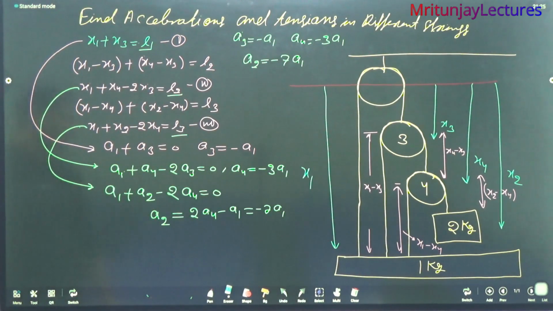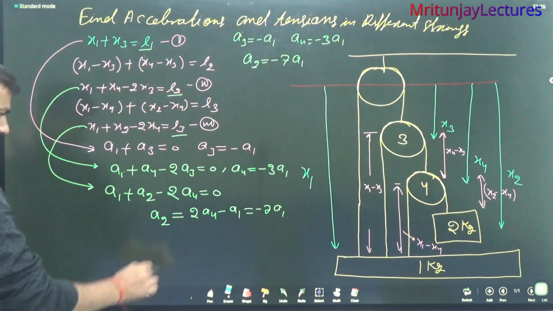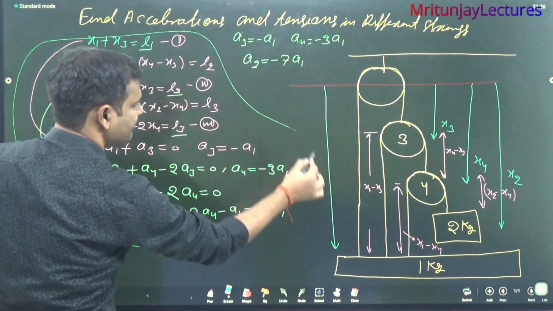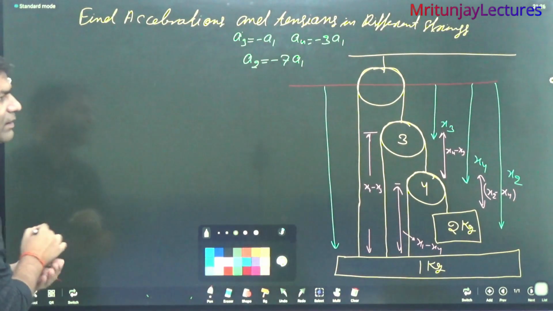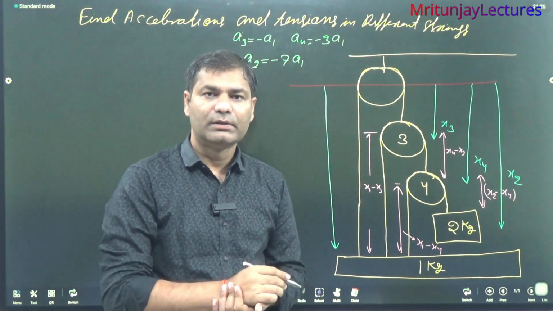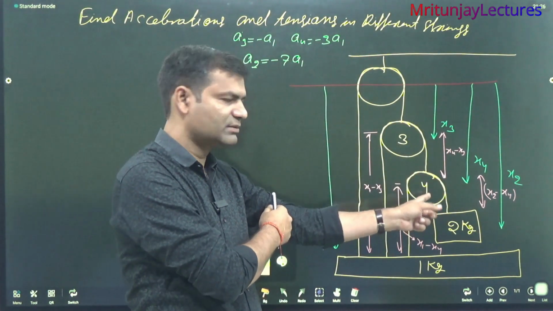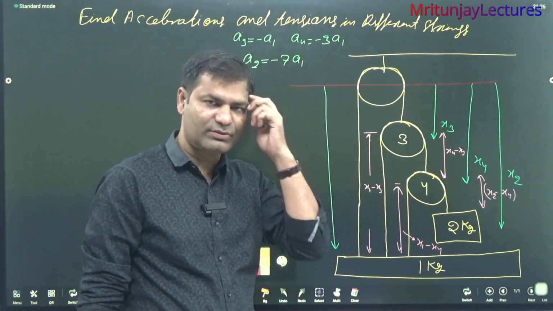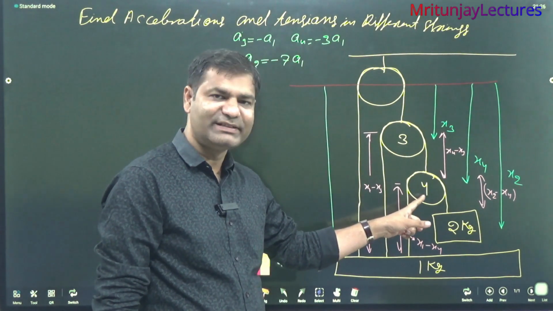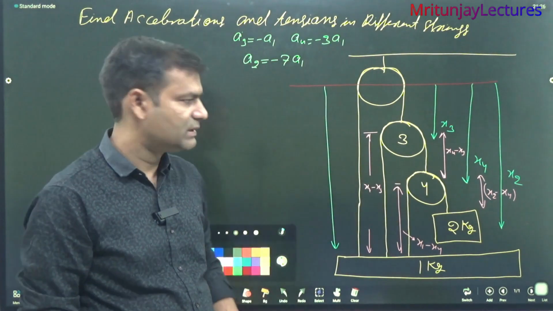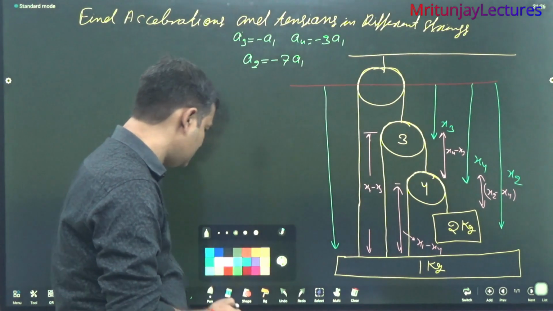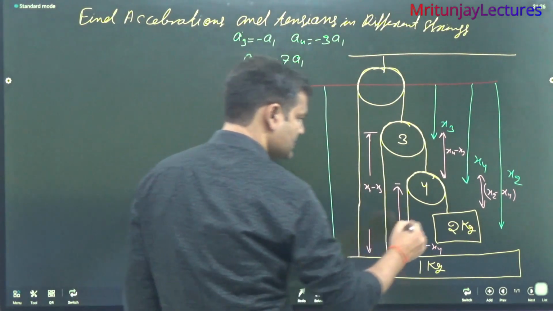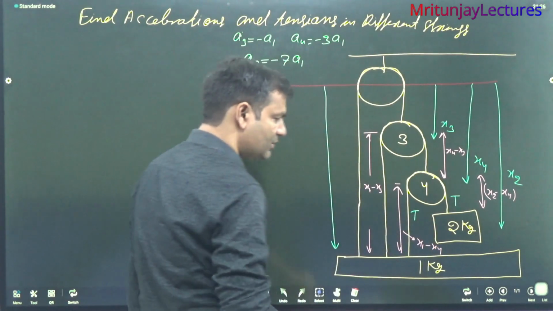So first of all, make it, after that we have discussed. Now look, the mass of this string, all strings are 0, and also the pulley mass is 0. Suppose the tension in this string is T, then the tension on this string is T, and here also, because both are the same string.